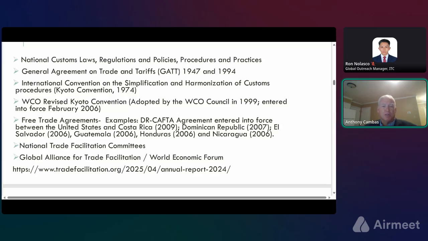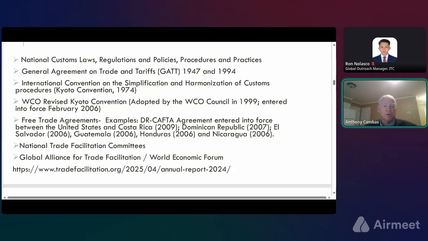Of course, I'm from the United States, so I'm going to talk about agreements that the United States entered into, such as DR-CAFTA, which I personally was involved in on the ground in Central America helping to implement. That included the Central American countries minus Panama, which is not considered part of Central America for the integration of Central American customs and trade regulations. And the Dominican Republic was added, which is a Caribbean island nation. And also national trade facilitation committees. They've taken on a formal name since the WTO TFA came into existence.